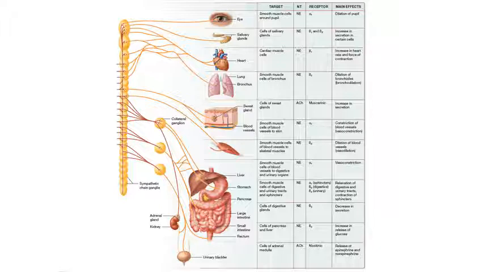But to summarize the major ones, in the heart, the sympathetic nervous system is going to increase the force of contraction and increase the heart rate. Both of those effects serve to increase the amount of blood that the heart is pumping for any given amount of time. In the lungs, the sympathetic nervous system is going to cause bronchodilation.